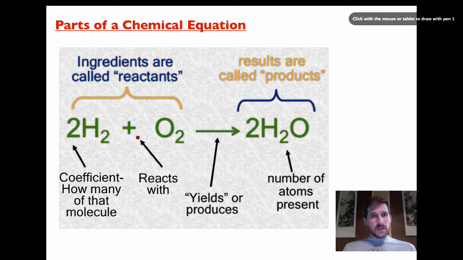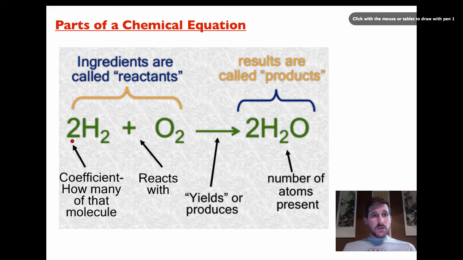Pluses mean "reacts with" on the reactant side. If there's pluses on the product side, that just means you're making multiple things. And then finally, there's some numbers, right? So there are the small little subscripts, which tell you how many individual atoms are in a compound. But then the big numbers are the ones we're going to be dealing with today. Those numbers are called coefficients, and they tell you how many of a particular molecule you have.